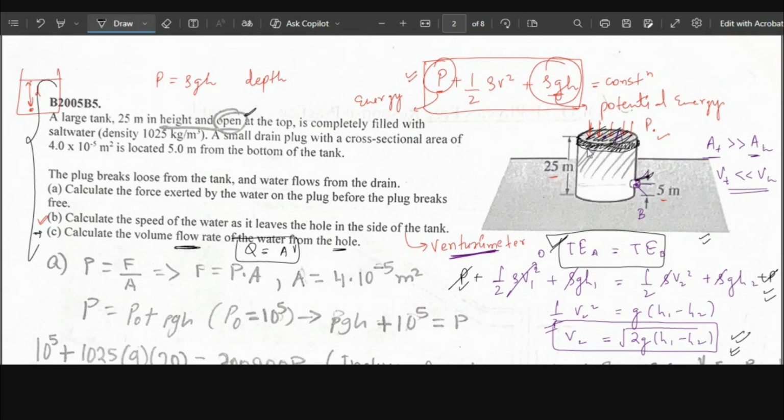And at the top of the container, the pressure is zero. How can you calculate pressure? You can calculate pressure using this relation only. At the top, if the container is closed, pressure is going to be zero. That's all. But here it is going to be P naught, that is 10 to the power 5 pascals.